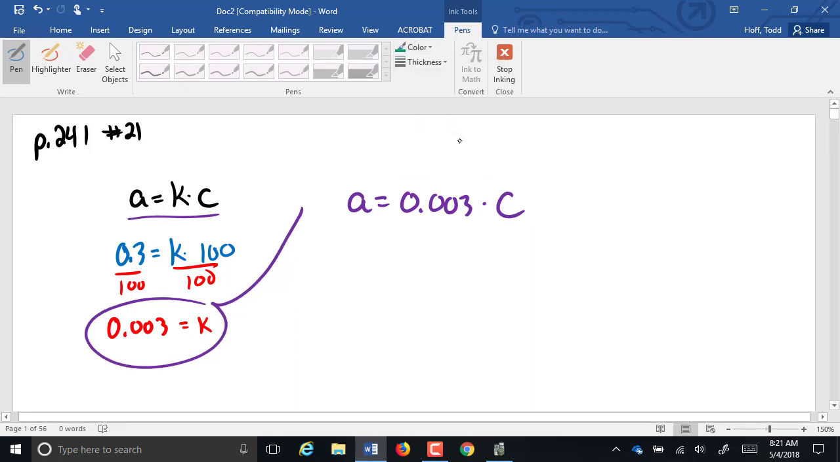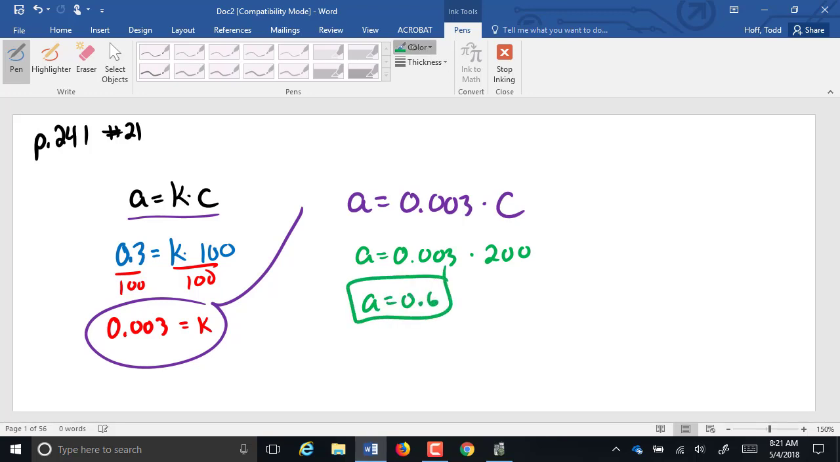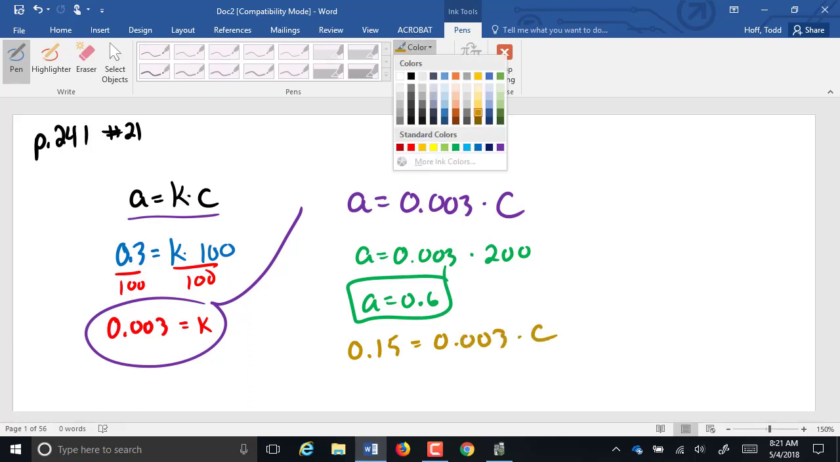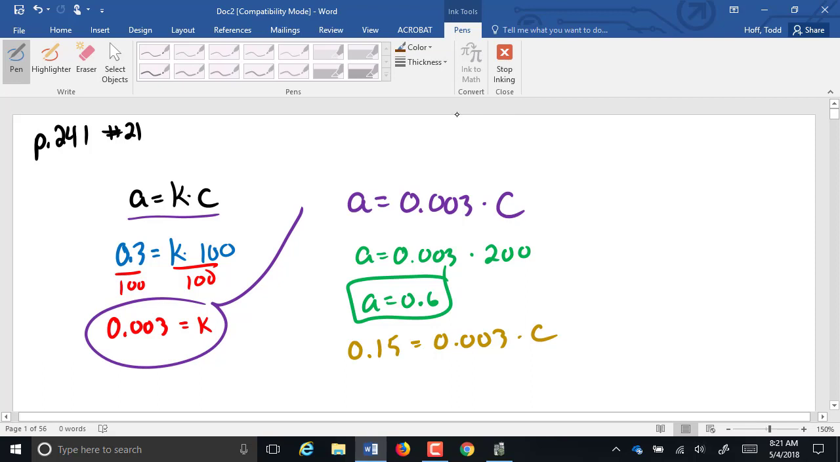Then it asks, find the absorbency when the concentration is 200. So the absorbency is 0.003 times 200, which is going to be 0.6. And then it asks the second question, find the concentration if the absorbency were 0.15. So you put the 0.15 in for A, the absorbency, and you're solving for C. So you would divide by the 0.003. And that concentration is 50.